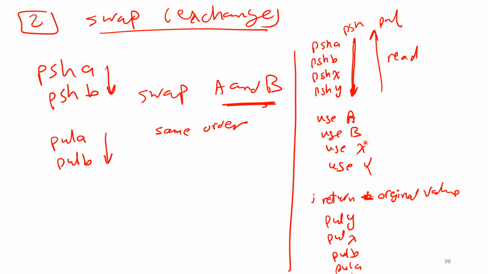However, you have to be careful. Why do you have to be careful? It has to be the opposite order. So if I push A, B, X, Y, I have to pull Y, X, B, A, right? So that every register gets its original value, because it's last in, first out. After I push A, B, X, Y, when I get from the stack, I'm going to get Y first, then X, then B, then A. So that's why it has to be reverse order.